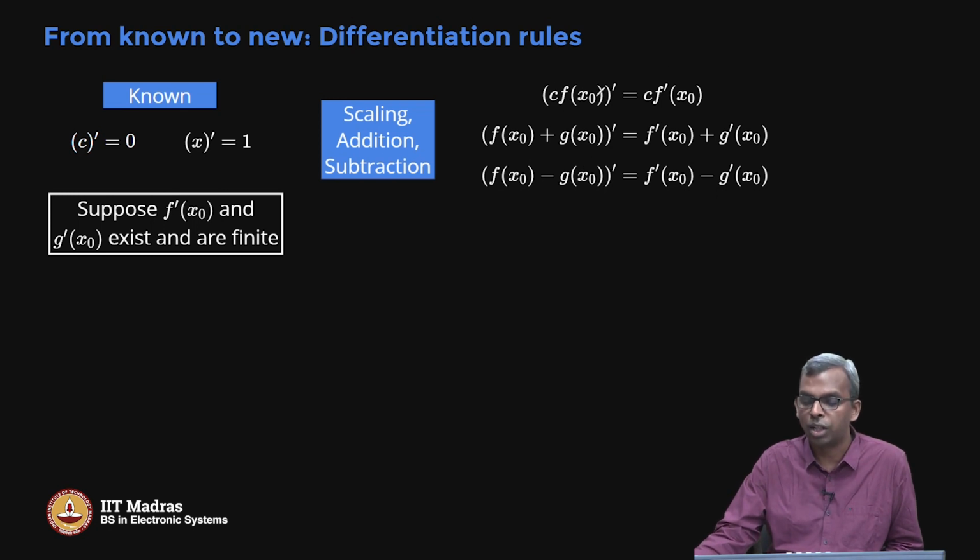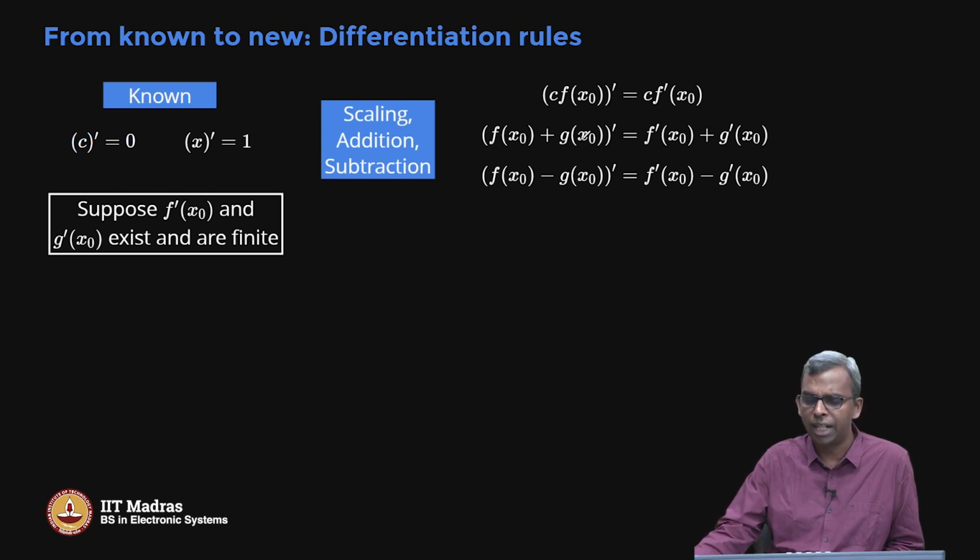If I scale the function and then take its derivative, it's the same as taking the derivative first and then scaling it. So any constant c will come out of the derivative, and you can do c times f prime of x naught. Okay, so scaling is very useful. We'll see how to put it to use soon enough.